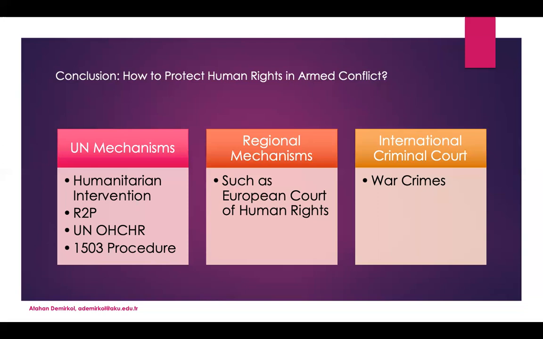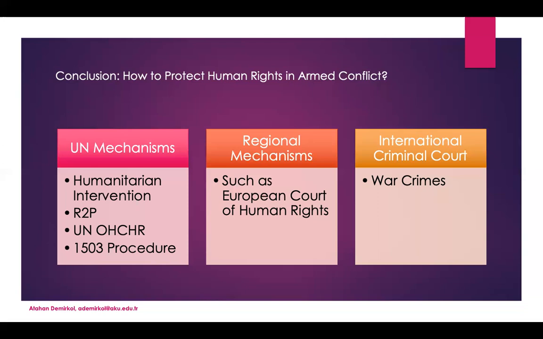And we also see another mechanism like the UNOHCHR. That's the main body of the United Nations concerning human rights. And we also see the 1503 procedure for making complaints about international human rights violations. And there are also regional mechanisms such as the European Court of Human Rights. These are not international ones, but if you are a party of these mechanisms, like founding treaties, you are also bound by these rules, and you are also supervised by the protection mechanisms for human rights, like the European Court of Human Rights.